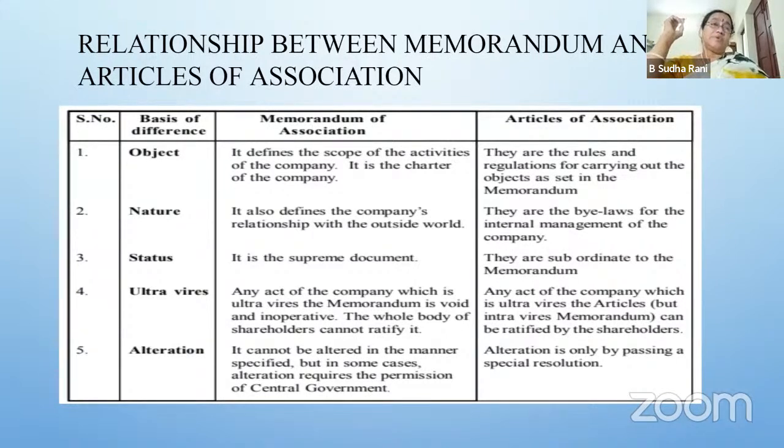Any act of the company which is ultra vires the memorandum is void and inoperative. The whole body of shareholders cannot ratify it. Ultra vires means against the information provided in the memorandum. So if the company takes any act against the information provided in the memorandum, such acts are void, meaning not valid and cannot be operated. Whereas with articles of association, it is the same, but unless otherwise permitted by the articles, acts ultra vires the articles are also void.